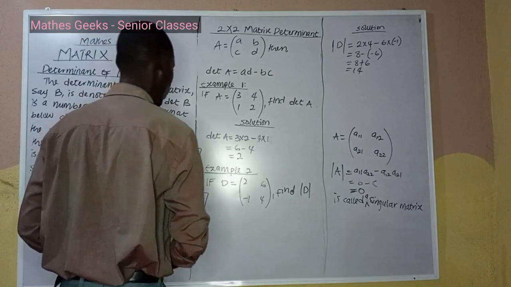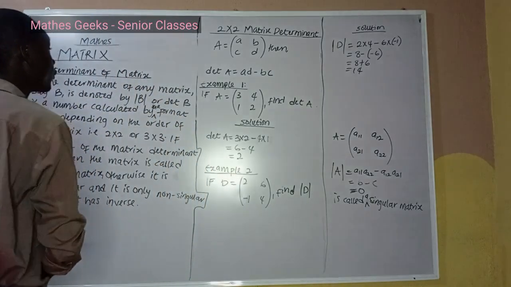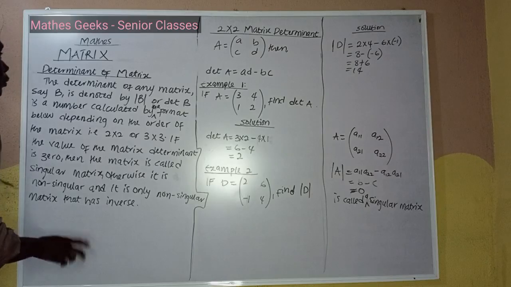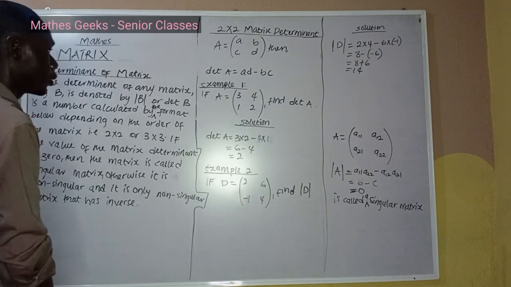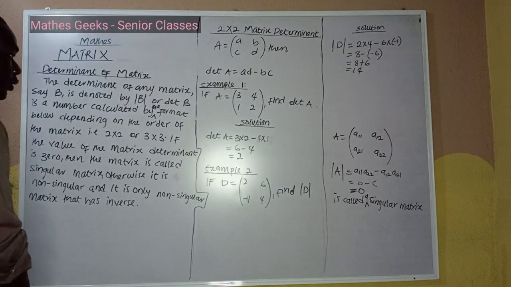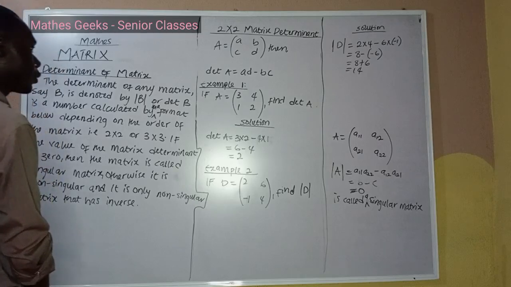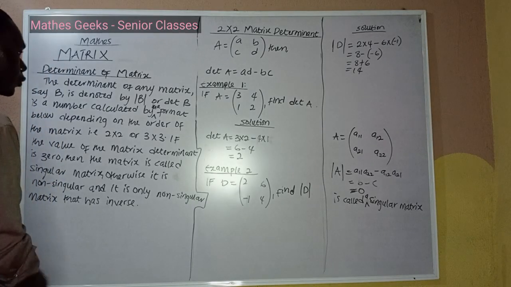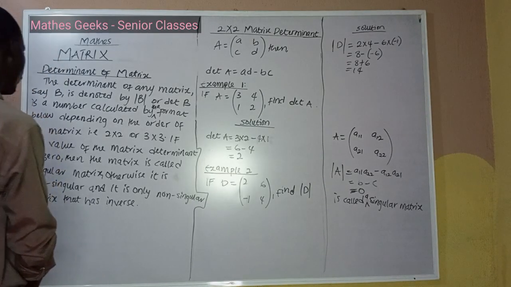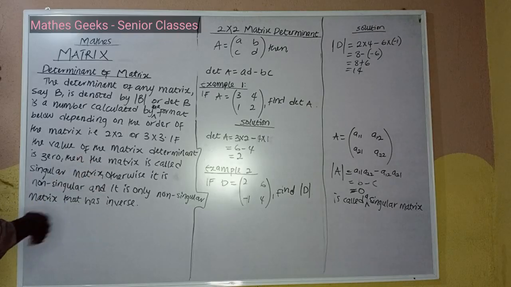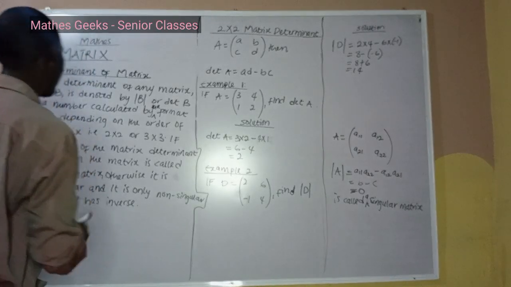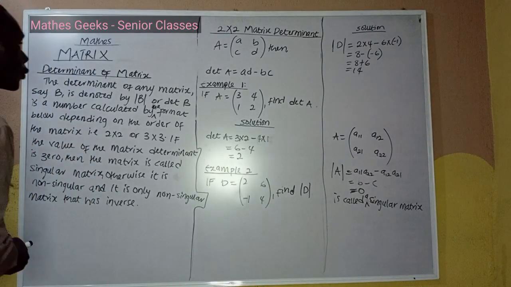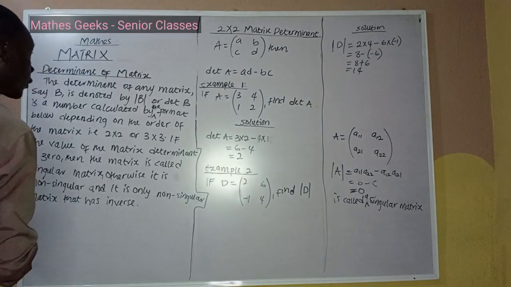So this is how we carry out matrix determinants on 2 by 2 matrices. We're going to take further examples, and that will really show clearly how we solve problems relating to 2 by 2 matrix determinants.